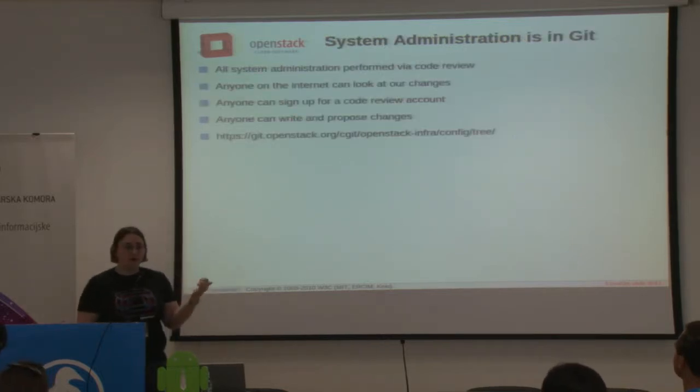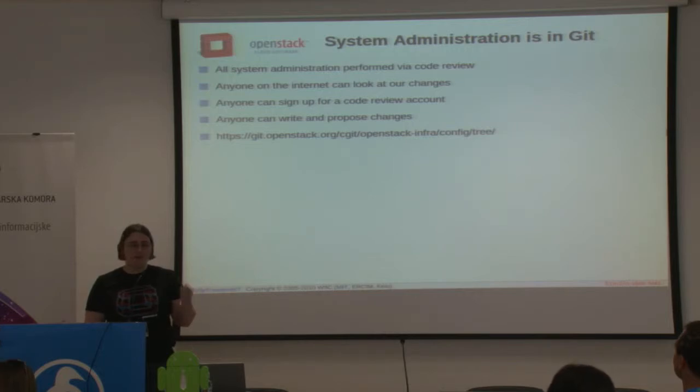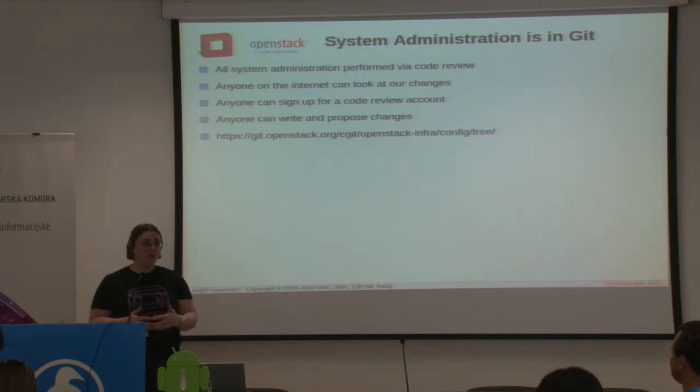We also do all of the systems administration for all of those systems in Git. So we have git.openstack.org, which we also run, and that's where we publish all of our configurations. So system configuration, Puppet configuration, pretty much all the details you would need to run the infrastructure is in our public code repository. Anyone can see our changes. If you go to review.openstack.org and search for OpenStack Infra, you can see all the changes that are related to the infrastructure.